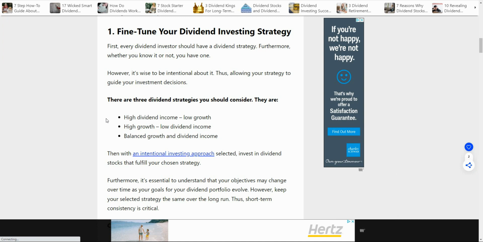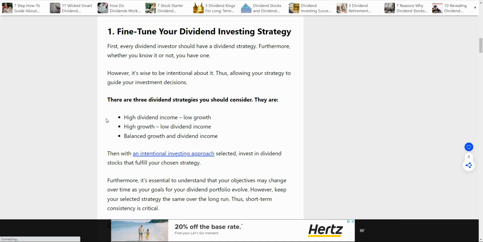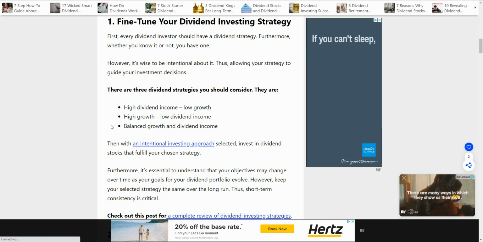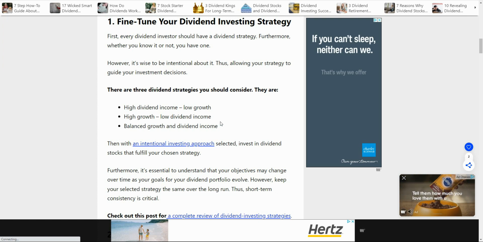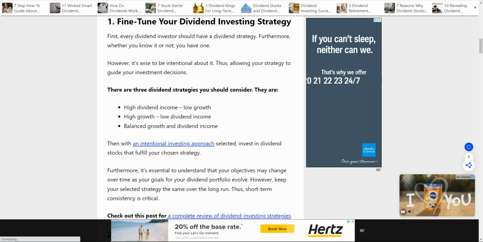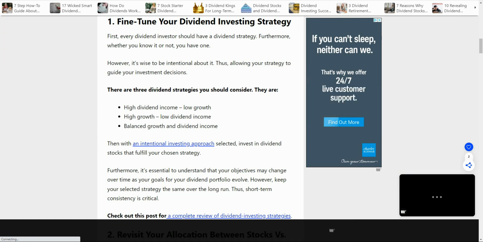Those would be income ETFs like QYLD or JEPI that have low capital growth, high growth but low dividend income, and then also balanced growth and dividend income. I kind of have more of the balanced growth and dividend income. So they kind of agree that there's pretty much 3 ways. Let's see what else they have to say.